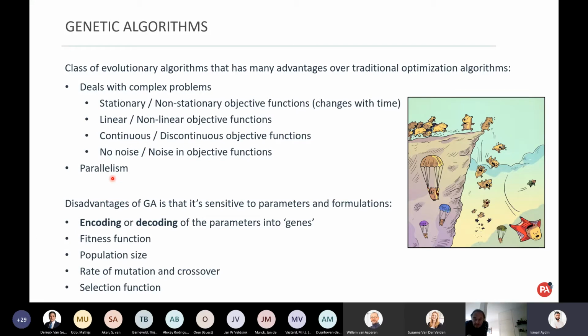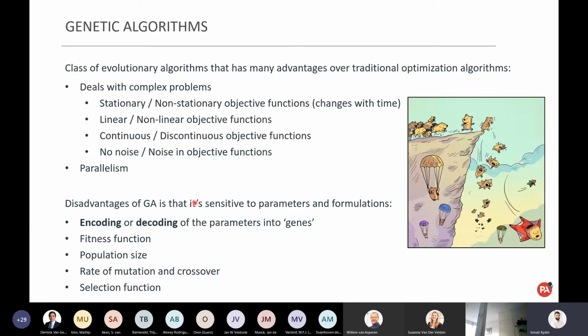Genetic algorithms can deal with various types of optimization, whether the objective function is stationary or non-stationary, meaning whether the objective function can change with time. Because you can also have optimization problems where the objective function is non-stationary and changes with time, and genetic algorithms can deal with that very well. You can also deal with objective functions that are either linear or non-linear. It can be continuous, it can be discontinuous, it can even have some noise to it. As multiple offspring in a population act like independent agents, the population can explore the search space in many directions simultaneously, which makes it really powerful for parallelization.